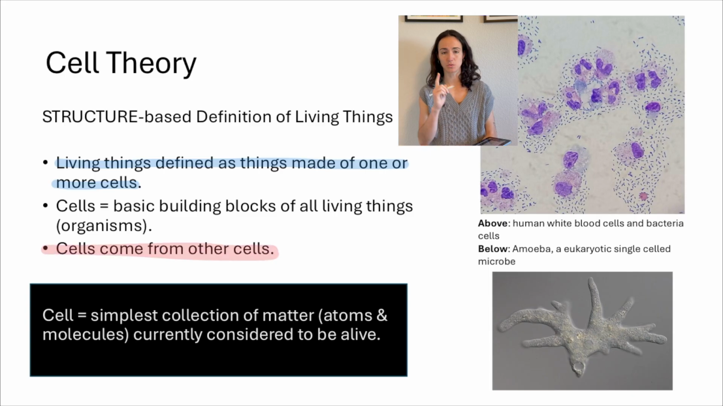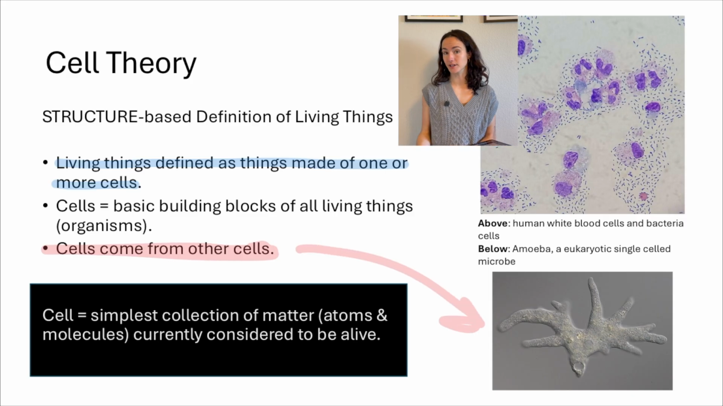Some life is just one single cell. So here I have an amoeba. A bacteria is also a living thing. That's one single cell, but they still fit our functional characteristics, right? Like cells make more cells. They can reproduce. They have energy flowing through them. They respond to their environment. They maintain homeostasis, so like a steady state. They're made of cells, so they are living.